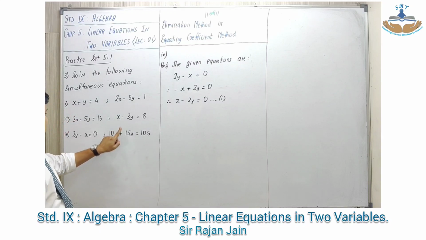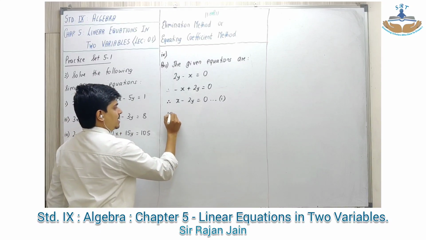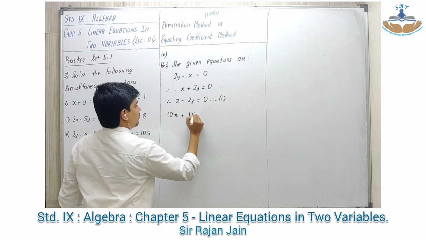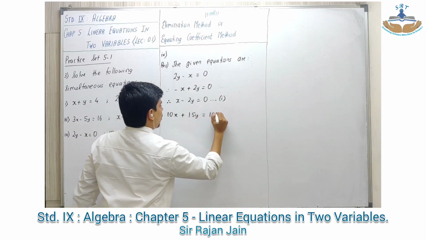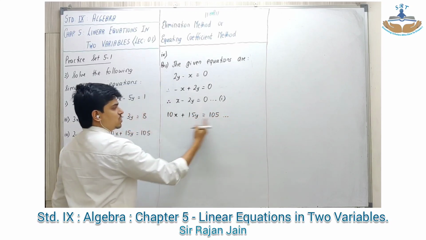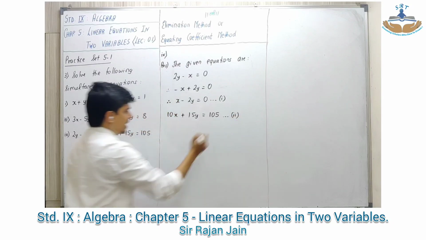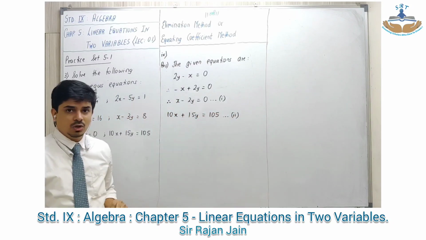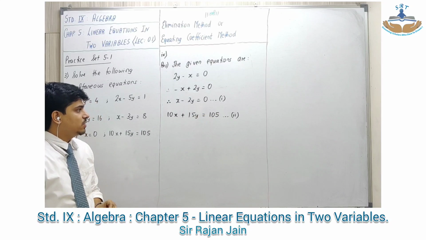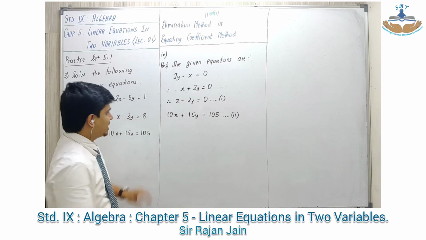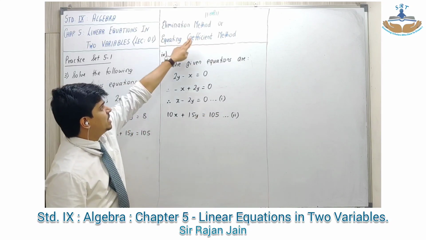Then you take your second equation. Second equation क्या दिया है? 10x plus 15y is equal to 105, and this is already in the form that is required. X term, y term, constant on the other side. So I call this as equation number 2. Okay. Now I start with my method of elimination method.